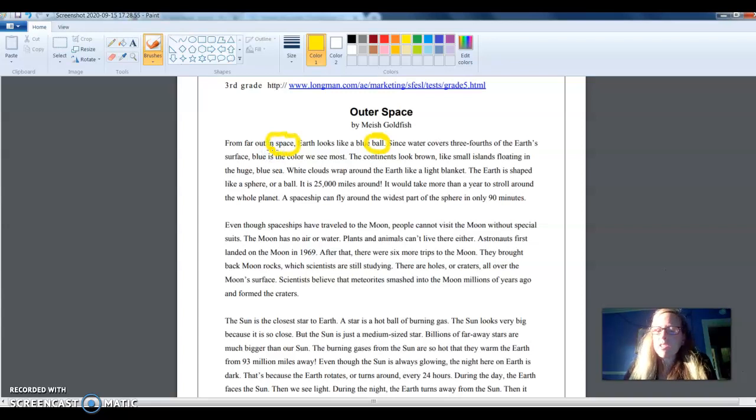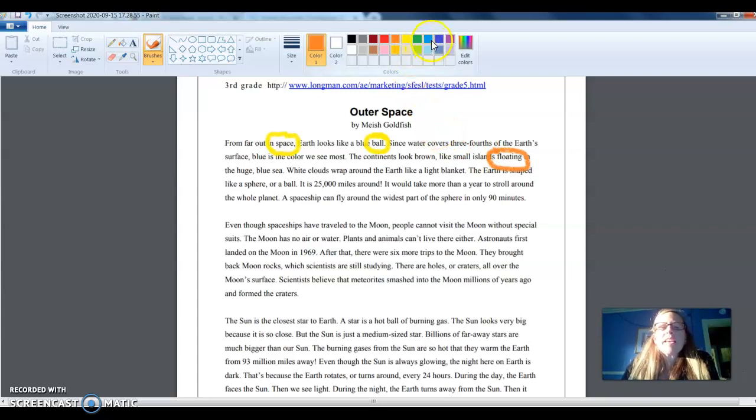So now I'm going to keep searching and see if I can find any tier two words. So I'm going to change my color. Let's go with orange. "Since water covers 3/4 of the Earth's surface, blue is the color we see the most. The continents look brown, like small islands floating in a huge blue sea." I would say floating would be a good tier two word. We will see floating in different topics, different subjects, but it's not necessarily a word we use every day.